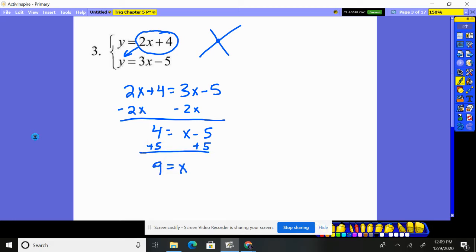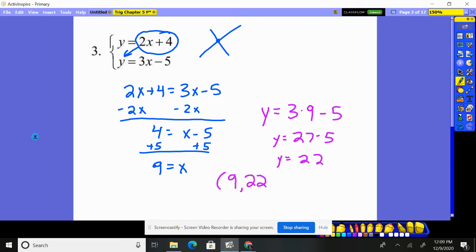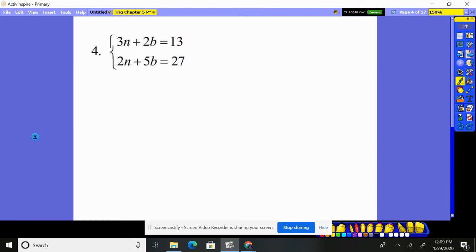We now know x. Now that we know x, we can plug it back into one of the equations to get y's value. I'll use the bottom one. 3 times whatever x is, which is 9, minus 5. 27 minus 5, 22. So these guys cross, they intersect at that ordered pair. When x is 9 and y is 22, it'll make both this equation true and that equation true. Solving a system of equations here.